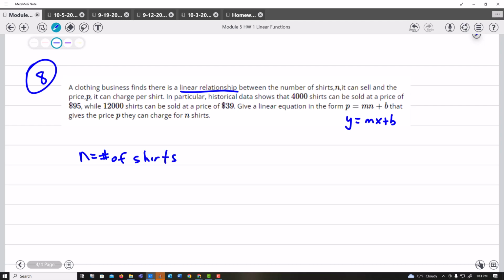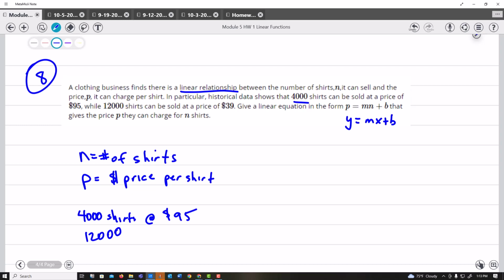This is kind of how I do word problems, I make some notes here. It can sell, and the price, P, of course, would be price. It can sell per shirt, price per shirt. In particular, historical data shows that 4,000 shirts can be sold at a price of $95. So 4,000 shirts at a price of $95, while 12,000 shirts at $39.